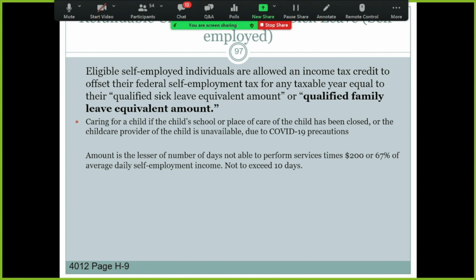And the last one for this, we then have the qualified family leave. This one is based upon caring for a child if the child's school or place of care was closed, or the child care provider is unavailable due to COVID precautions. And again, this one is number of days times $200, or 67% of the average daily self-employment income.